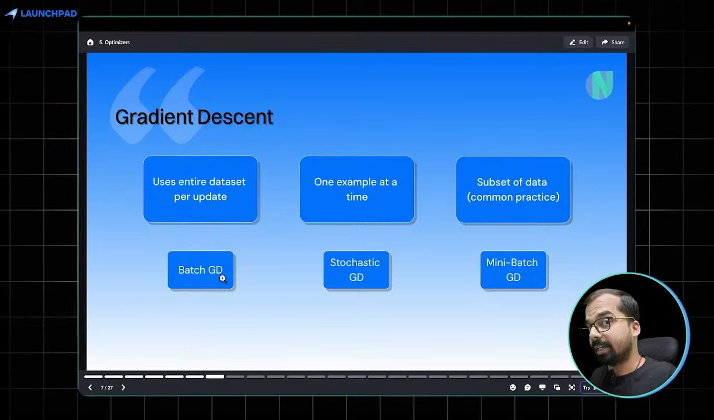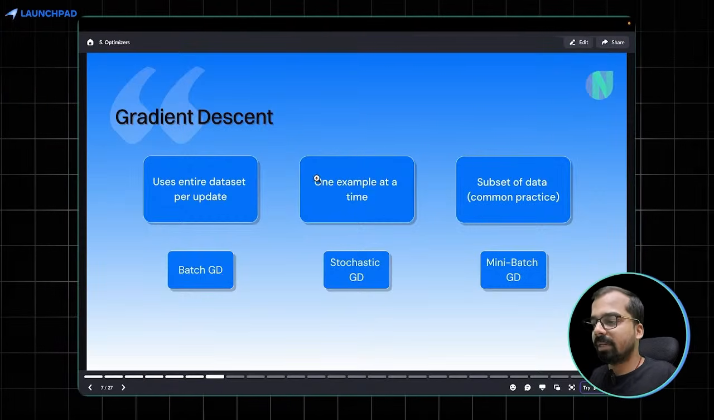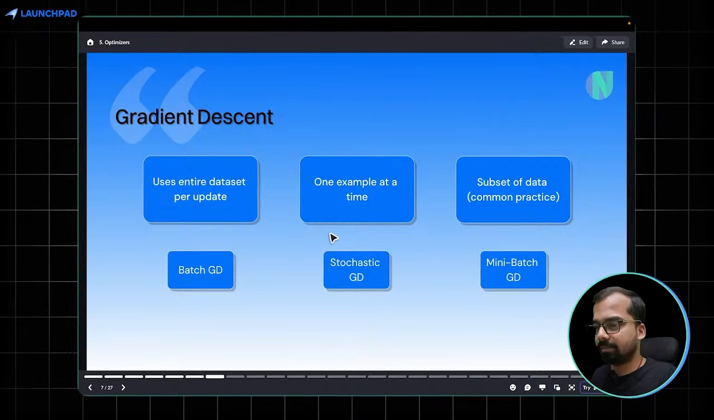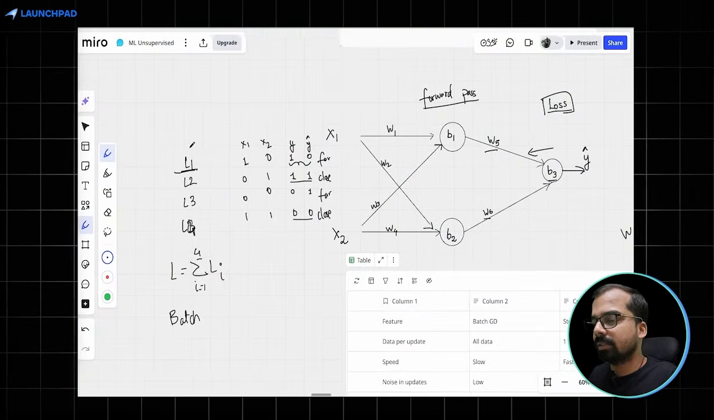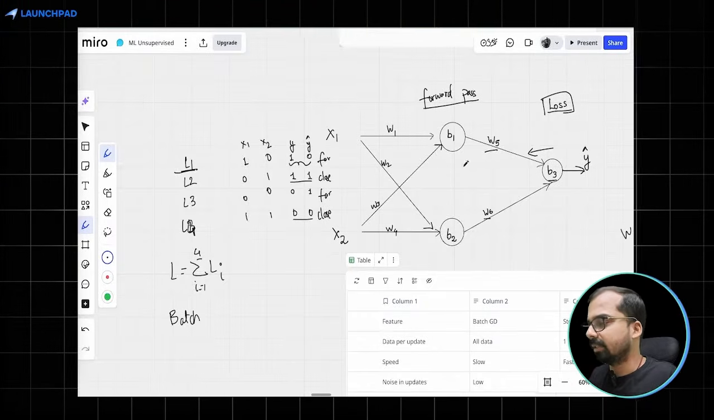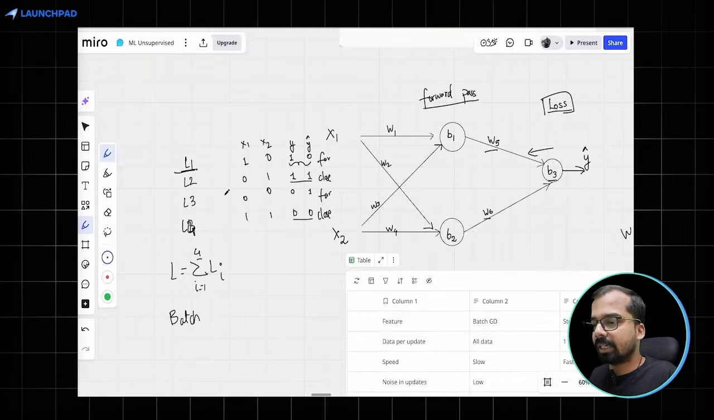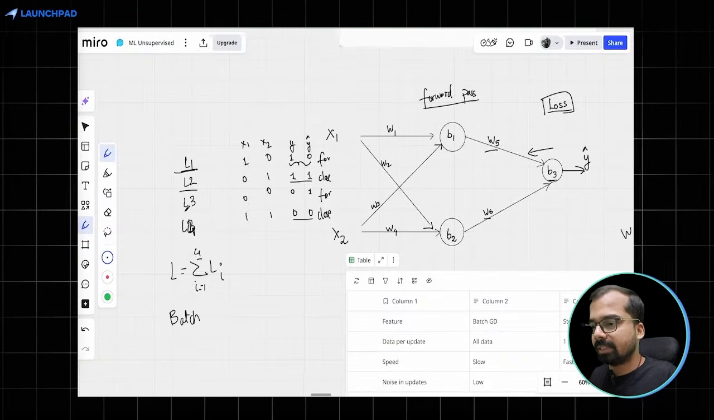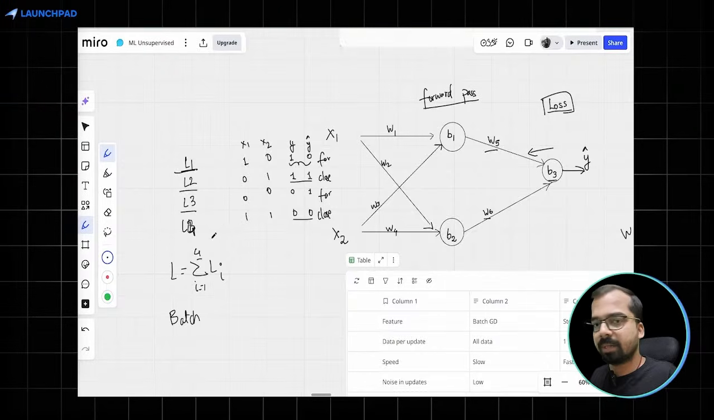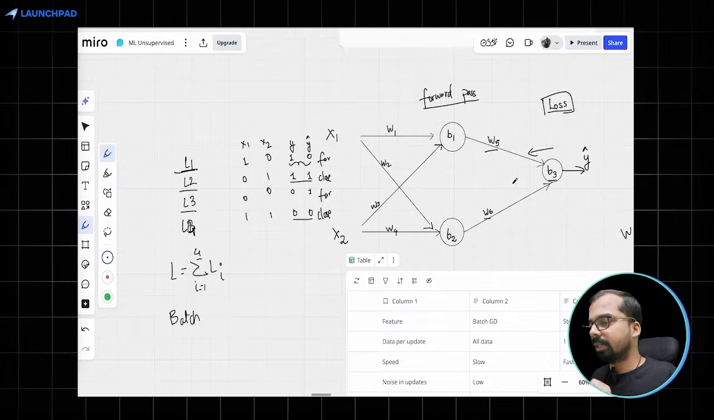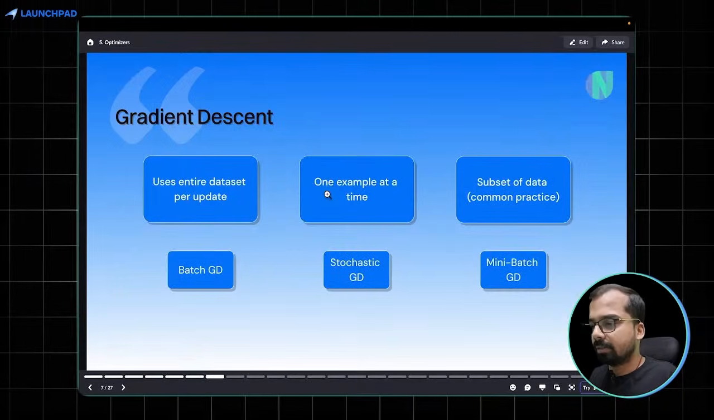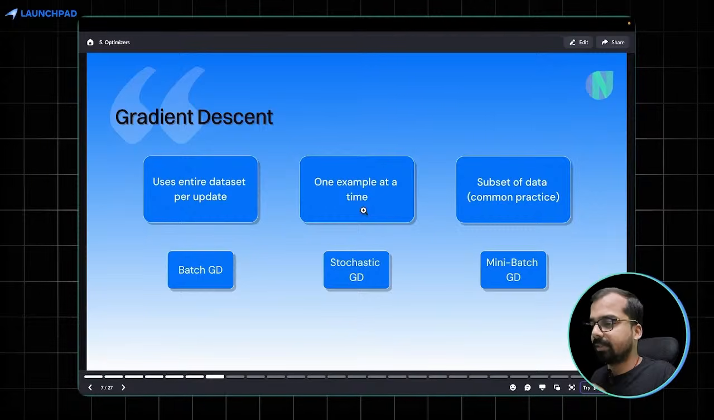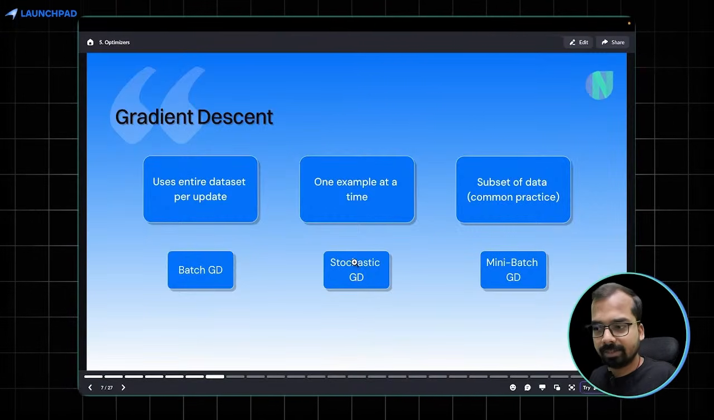Now on the other hand, if I am updating my weights at each and every sample, basically I get my L1 loss by passing sample 1 and I update the weights. Then I pass sample 2 and I get the L2 loss, again update the weights. Then I pass sample 3, again update the weights. Pass sample 4, again update the weights. We are using one example at a time to update the weights. This is known as stochastic gradient descent.